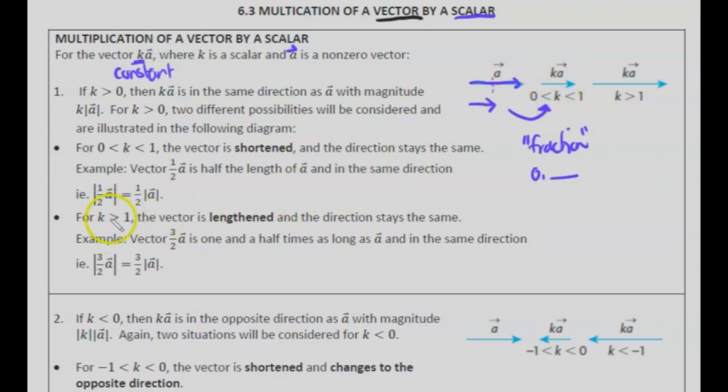And if K is greater than 1, then the vector is lengthened. Again, the direction stays the same, because we're not dealing with that negative yet. We're not flipping it. So whatever K is, it's going to be the same direction, just longer. An example of this is 3/2 vector A. It'd be 1.5 times longer than vector A, and in the same direction.